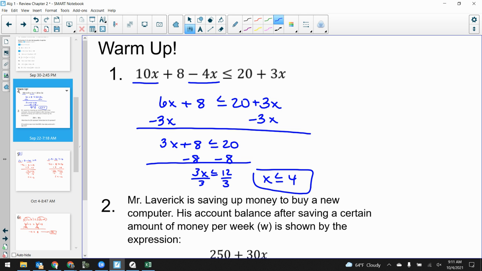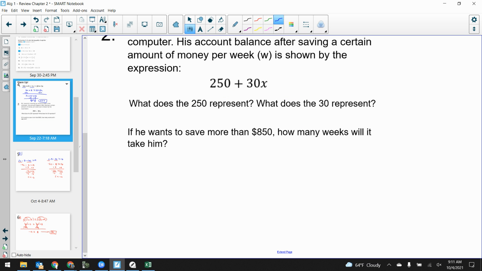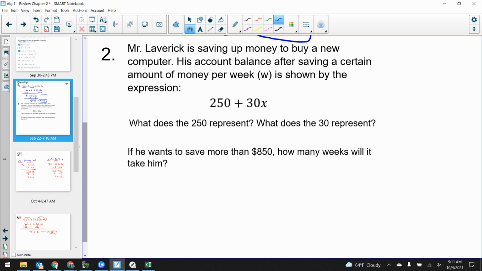All right, second question here. This is very similar to number 18 on the practice test. So if you were struggling with number 18, please listen up. I'm saving up to buy a new computer. My account balance after saving a certain amount of money per week, and I actually should make that x, is shown by the expression 250 plus 30x. What does the 250 represent in this situation? The amount already in the bank. Good.